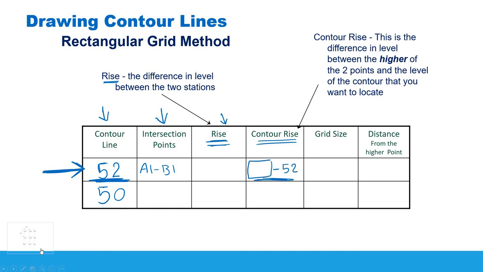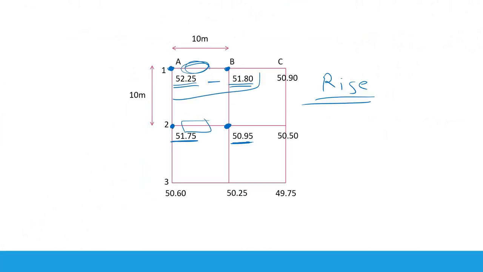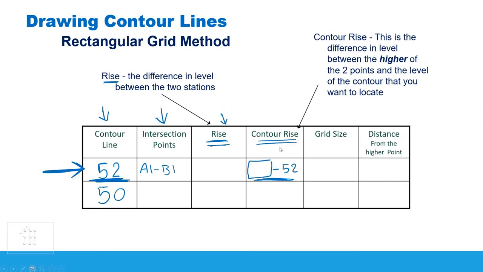Let's look here, for example, at these two nodes A1 and B1. The higher node is A1, which is 52.25, and this is the lower one, which is 51.8. So if we return to the contour rise, it would be 52.25 minus 52, which is the contour line that we would like to draw. Yeah, the contour line that we would like to locate. So this is called contour rise. It is the difference between the higher node and the contour line that we would like to draw. In this case, our contour line is 52 for here.